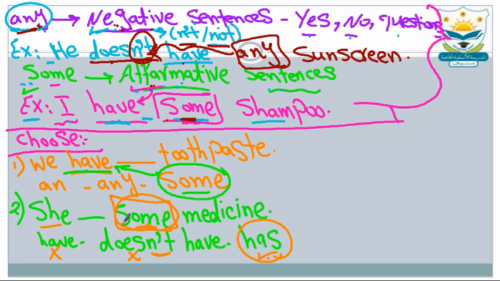ده الاختيار الصح. يبقى we choose has because there is she عشان انا عندي she and there is some also وعندي some. We use it in affirmative sentences. بستخدمها في الجمل المثبتة. يعني ايه جمل مثبتة؟ يعني ما فيهاش ان apostrophe T. تمام.